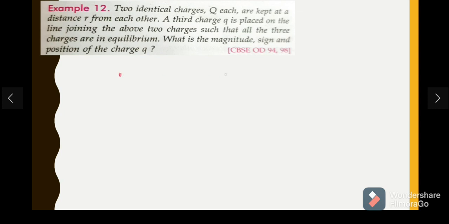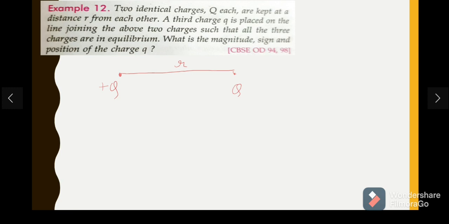So these are two charges plus Q. Okay, it's not given right now whether it is plus Q. So Q and Q, they are kept at a distance R from each other. A third charge q is placed on the line joining the above two charges such that all the three charges are in equilibrium. What is the magnitude, sign and position of the charge q?